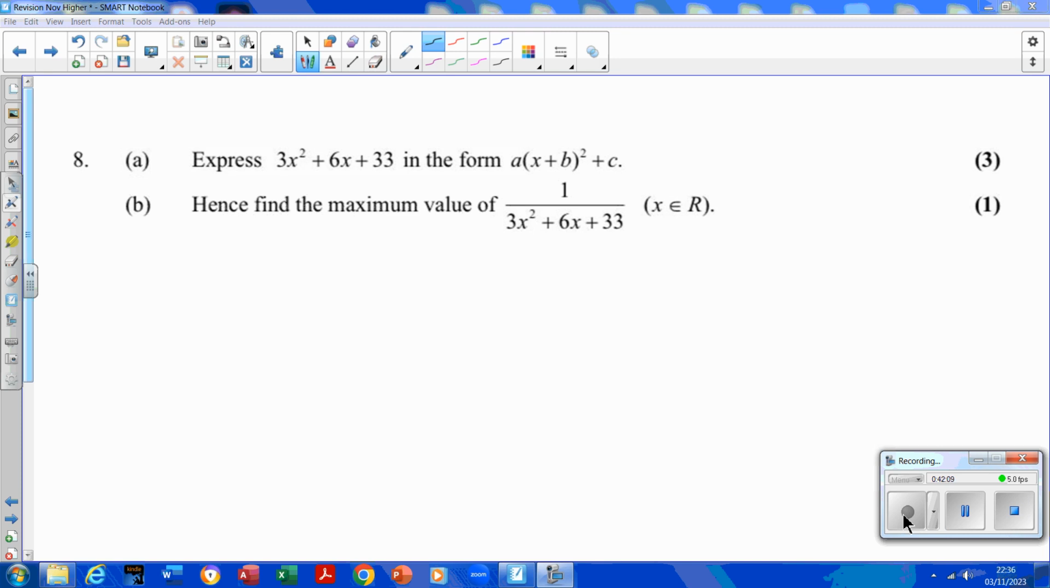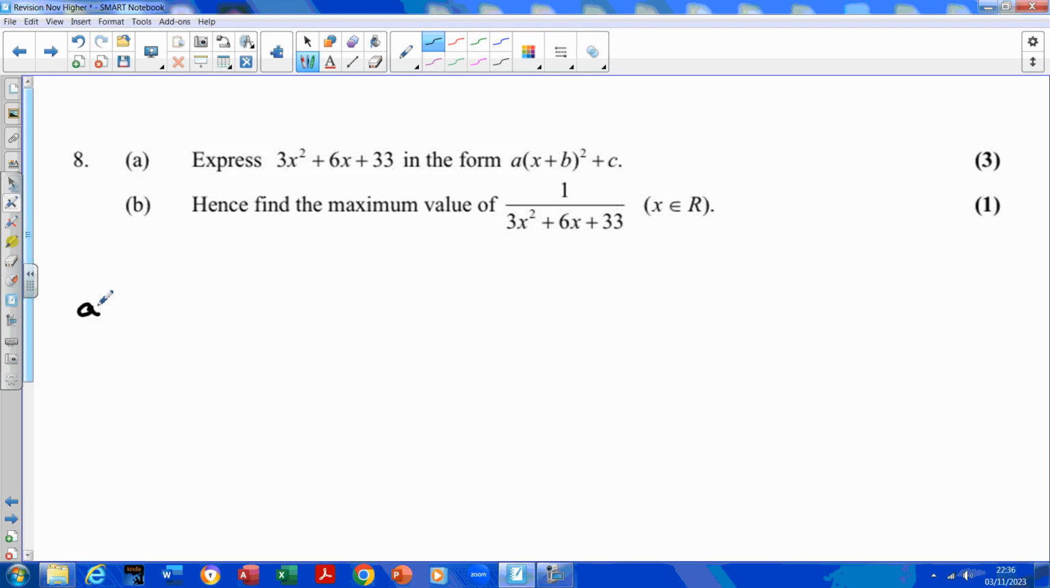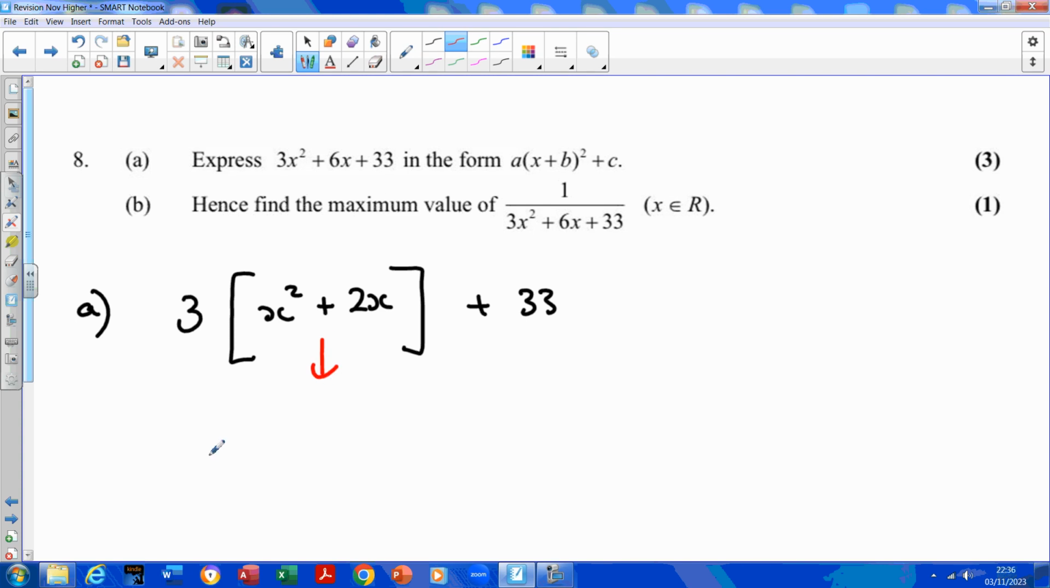So another completing the square. So we want to complete the square of 3x squared plus 6x plus 33. So we're going to take out that 3 as a common factor. So 3x squared goes in there. Divide the 6x by 3 gives us 2x. Leave the 33 out of the bracket. We're now going to complete that square inside that. So 3 is still out there. We're going to half the number in front of x. So it's going to give us x plus 1 all squared. And we've got to subtract that 1 squared away.